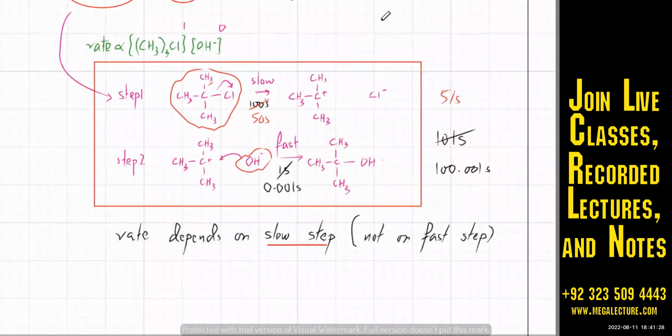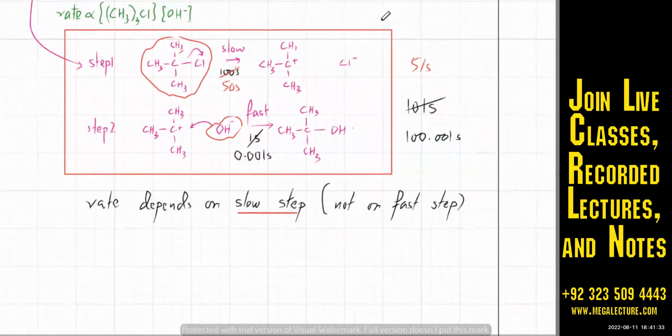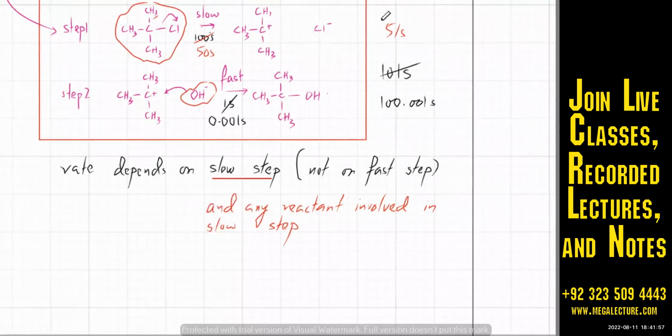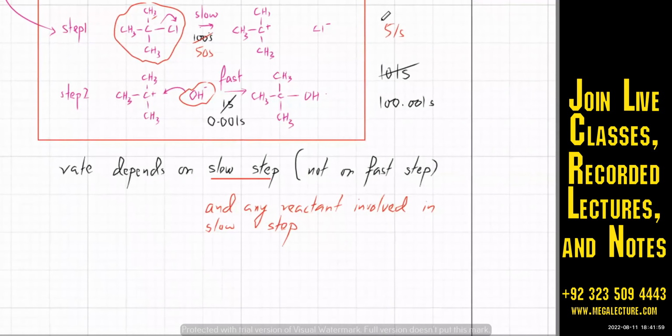So we're gonna practice this in a lot more detail. So remember, rate depends on slow steps and any reactant that is involved in the slow step. And any reactant that's in the fast step, that's order 0.